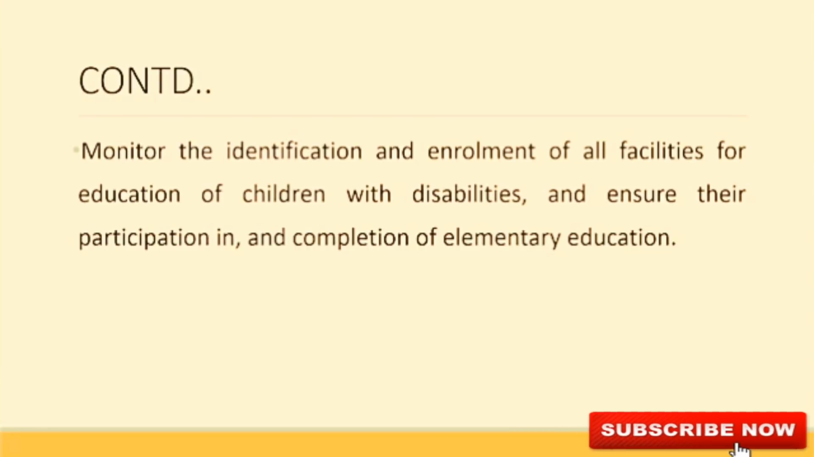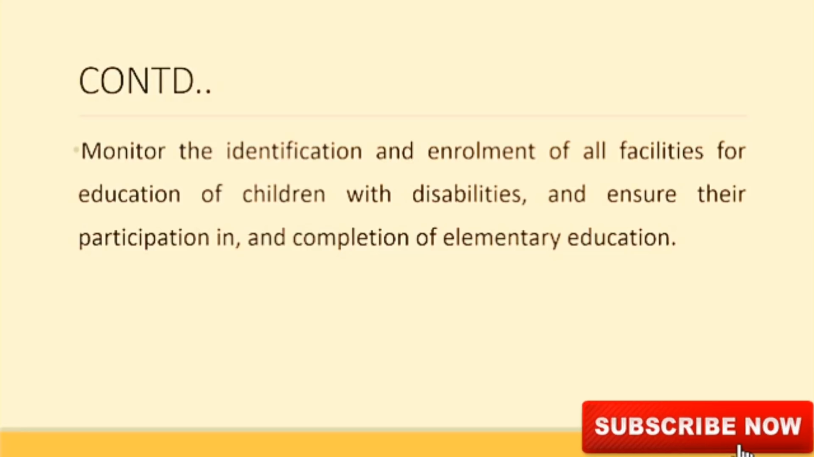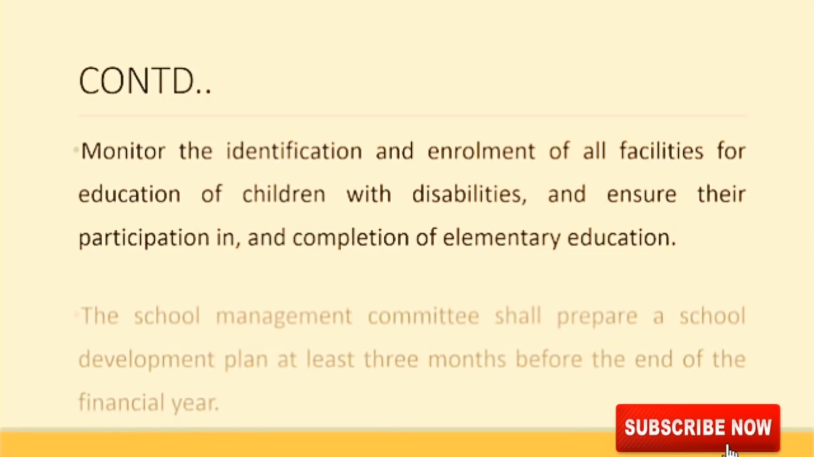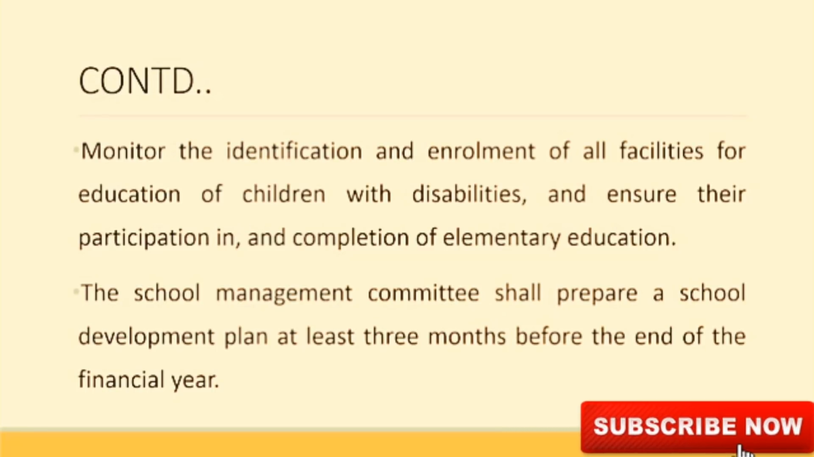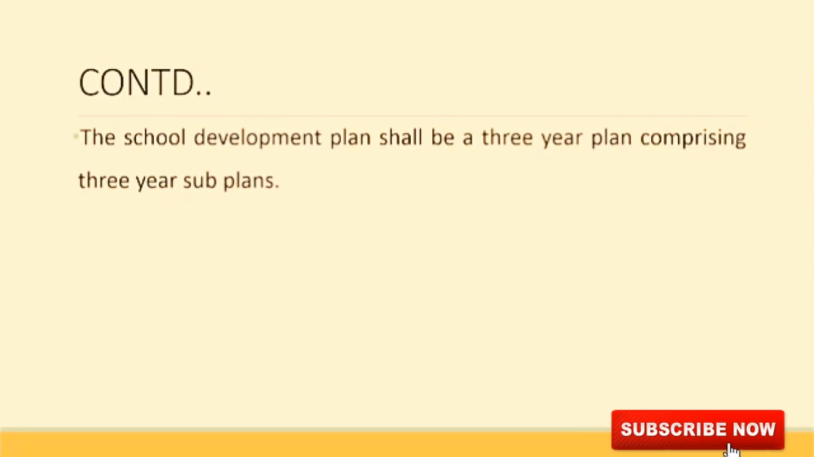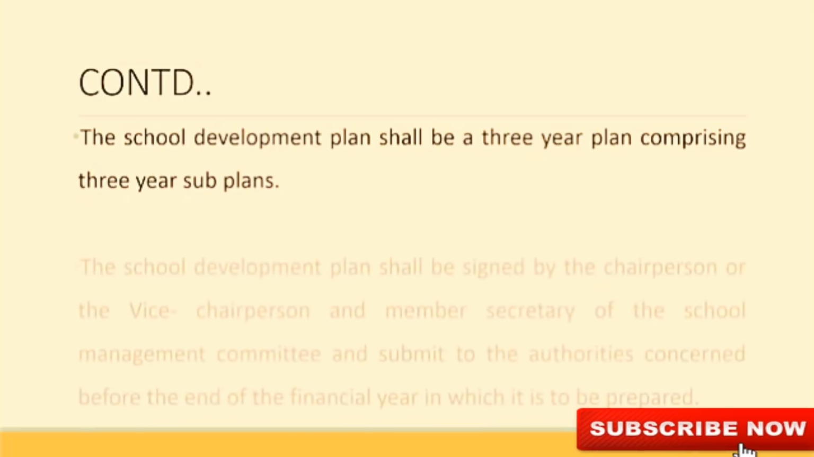Monitor the identification and enrollment of all facilities for education of children with disabilities and ensure their participation in and completion of elementary education. The school management committee shall prepare a school development plan at least 3 months before the end of the financial year. The school development plan shall be a 3-year plan comprising 3-year sub-plans.